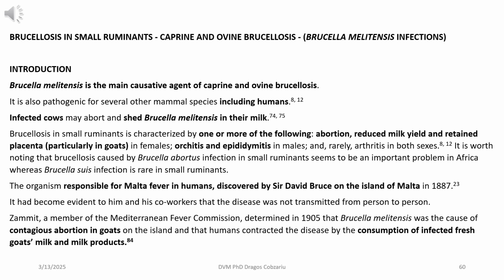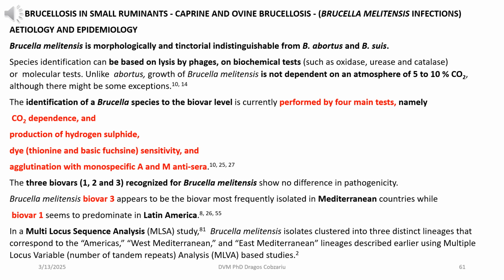The organism responsible for Malta fever in humans was discovered by Sir David Bruce on the island of Malta in 1887. It had become evident to him and his co-workers that the disease was not transmitted from person to person. Zammit, a member of the Mediterranean Fever Commission, determined in 1905 that Brucella melitensis was the cause of contagious abortion in goats on the island and that humans contracted the disease by the consumption of infected fresh goat's milk and milk products.